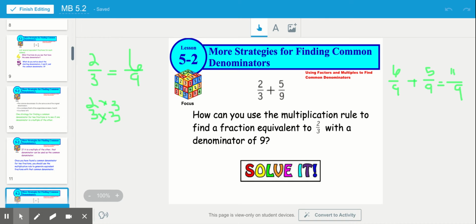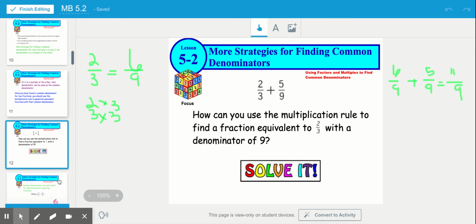Then we can move on and add those. So you can also use the multiplication rule to find a fraction equivalent to 2/3 with the denominator of 9. I don't really understand what this slide is asking because we just did that. So let's skip that one.